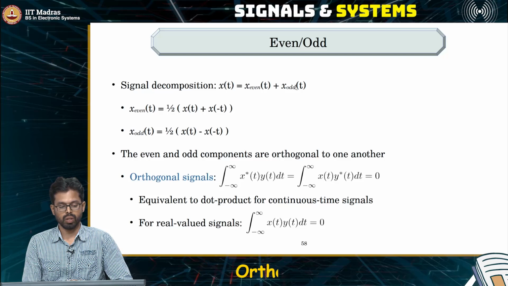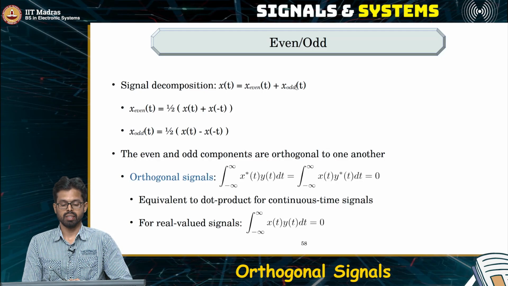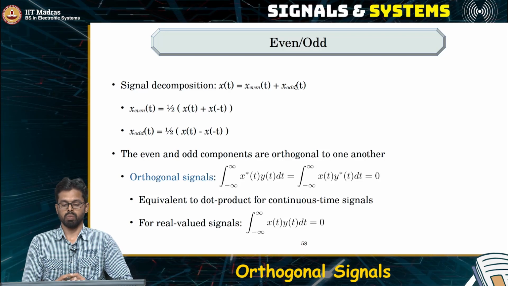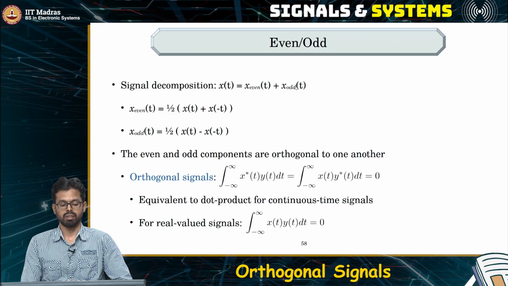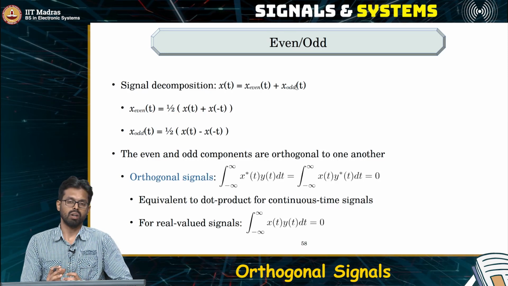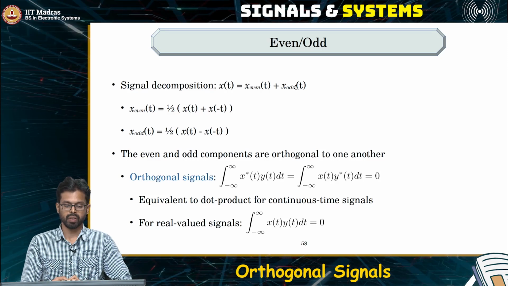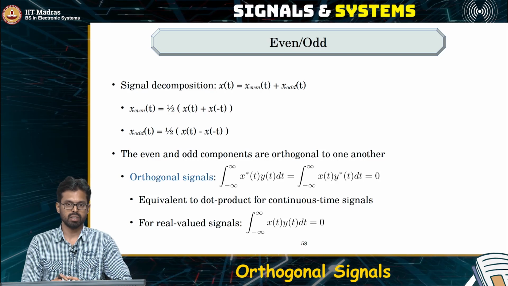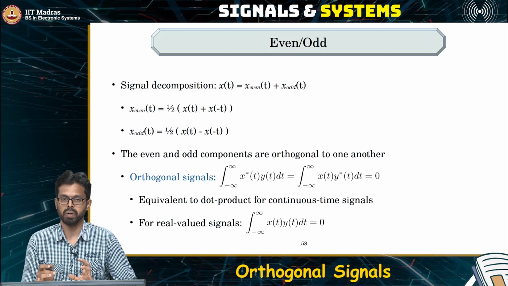So given any signal, you can decompose that into an even part and an odd part. This is like saying every human has a good component and a bad component in him. That's the same case for a signal. Every signal has an even part and an odd part. So you can break down any given signal into something which has an even symmetry and something which has an odd symmetry. So how do we do this decomposition?